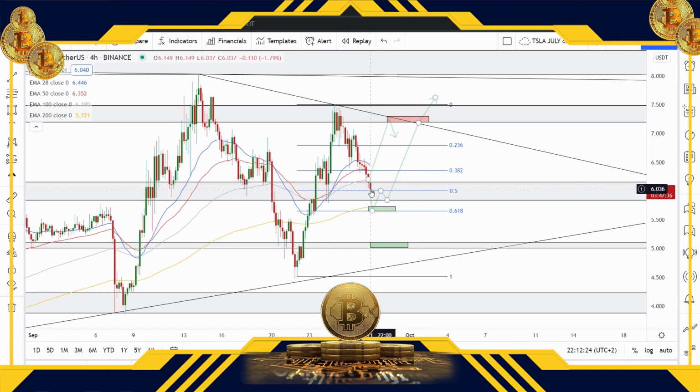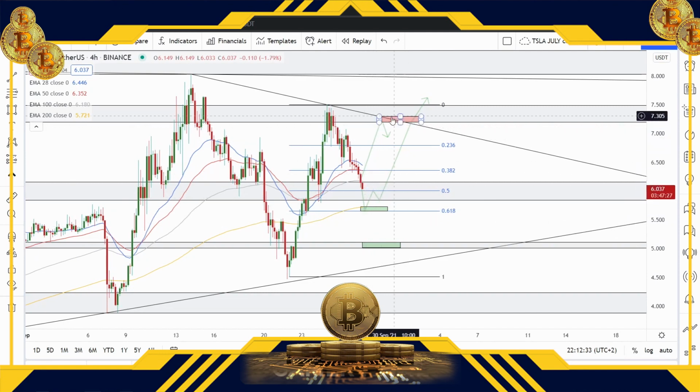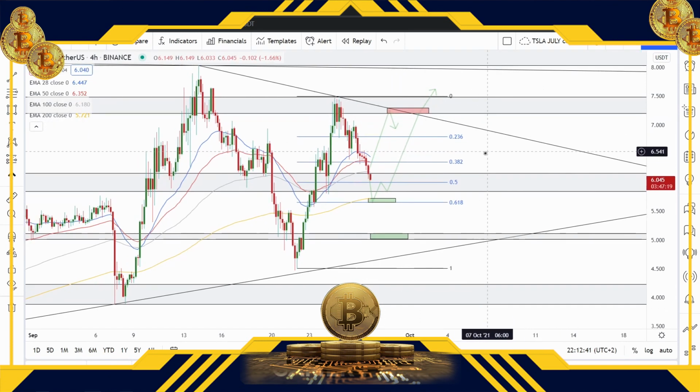I wouldn't bet my money on it, because I do think it is going to break. But still, that could happen as well. And then I think it will find resistance here. So possibly a good sell-off area right here, around the 7.2 mark.